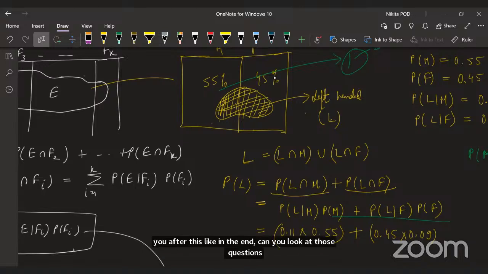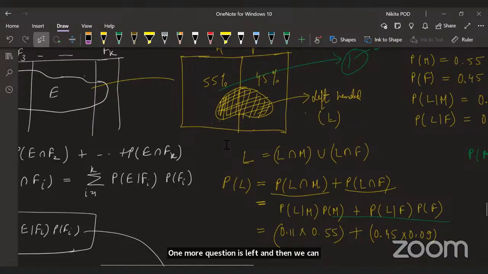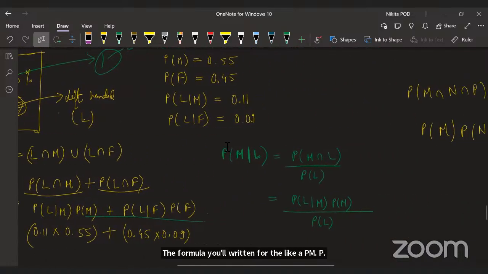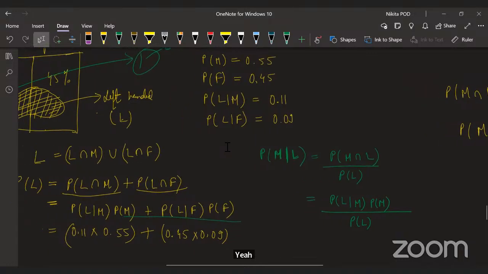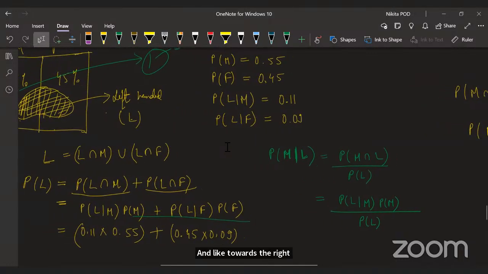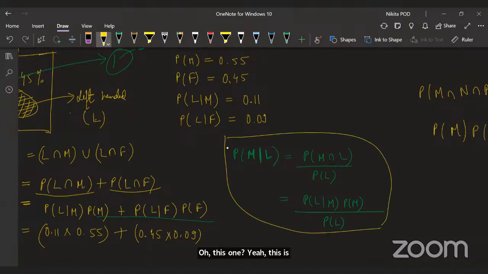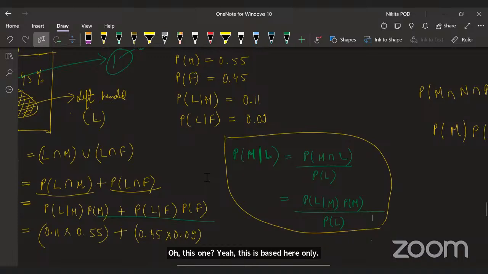Yeah, sure. The formula you have written for P of M given L1. Which one? Can you slide towards the right, ma'am? It's basically Bayes' theorem now. Yes, this is Bayes' theorem only. Yes, ma'am, Bayes' theorem.